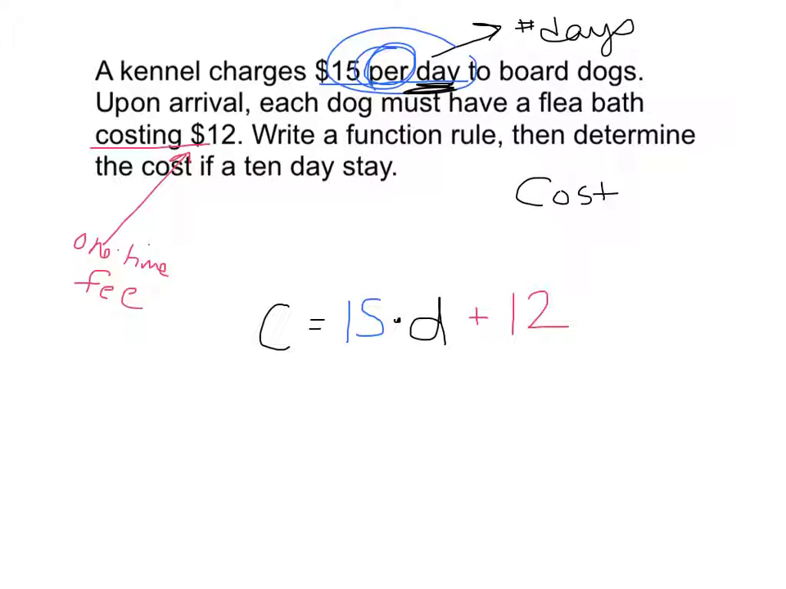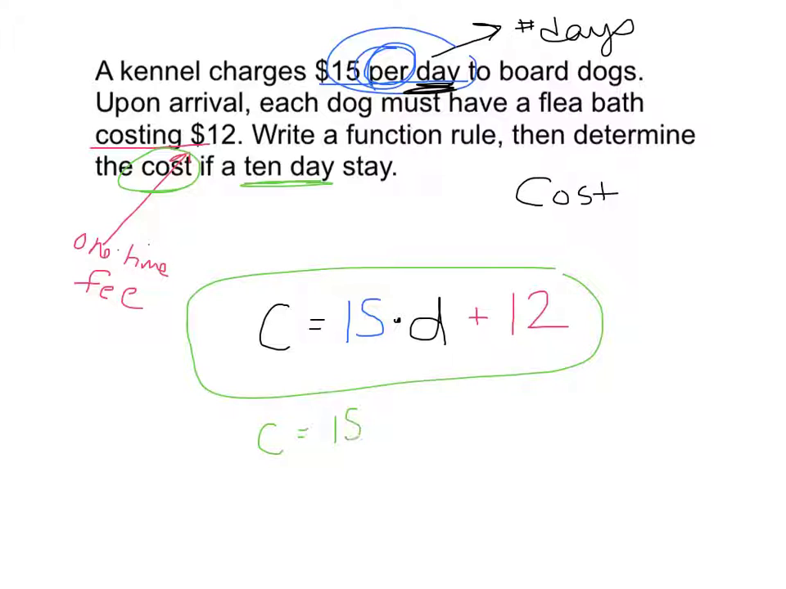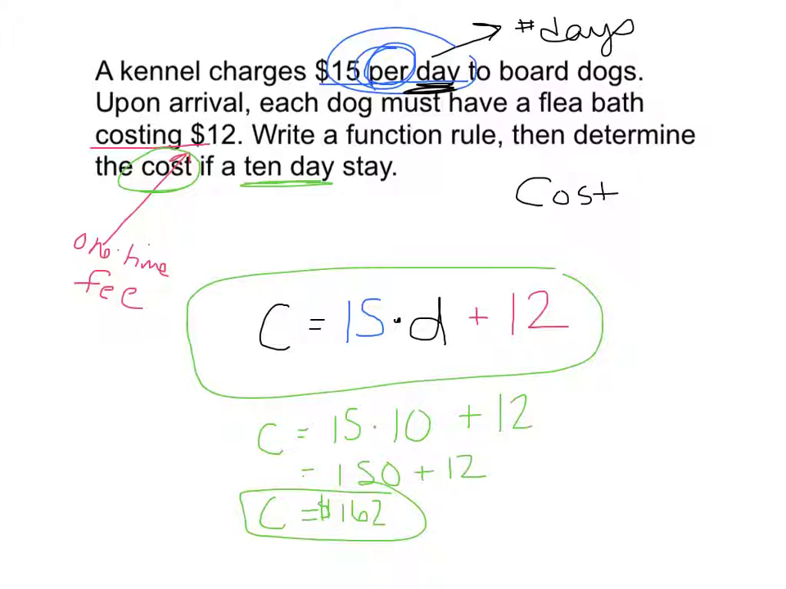So then for the second part of this problem, once I have my function rule, I want to know what's the cost for a 10-day stay. So I'm going to say the cost is going to equal 15 times 10 days plus 12. Because if it's $15 a day for 10 days plus the $12 bath, I'm going to be looking at $150 plus $12. So the $150 is the rent plus the $12 flea bath. I'm going to be looking at $162 for boarding at the kennel.